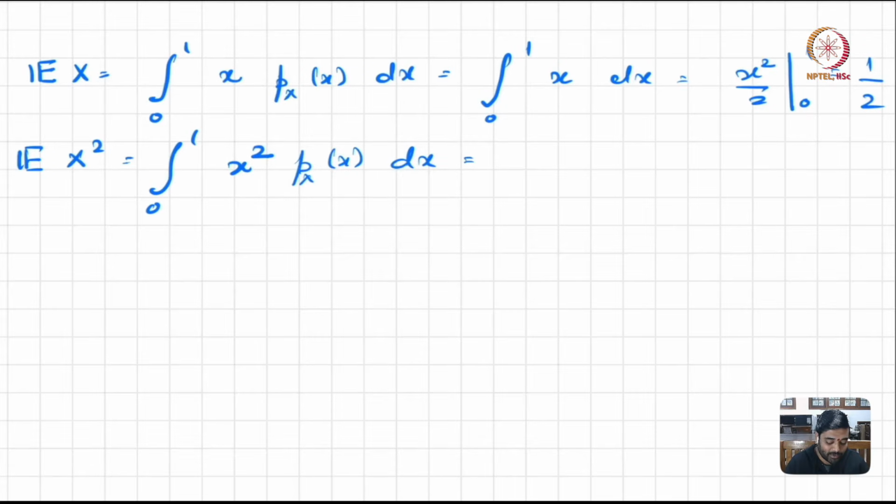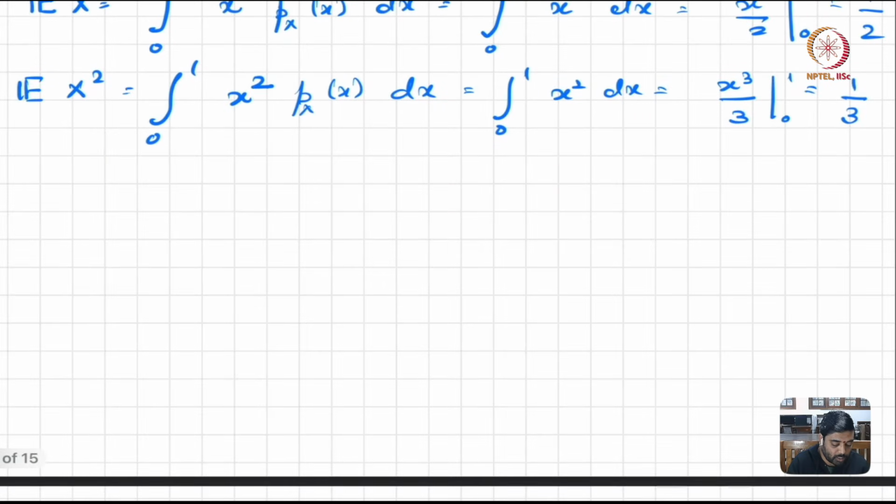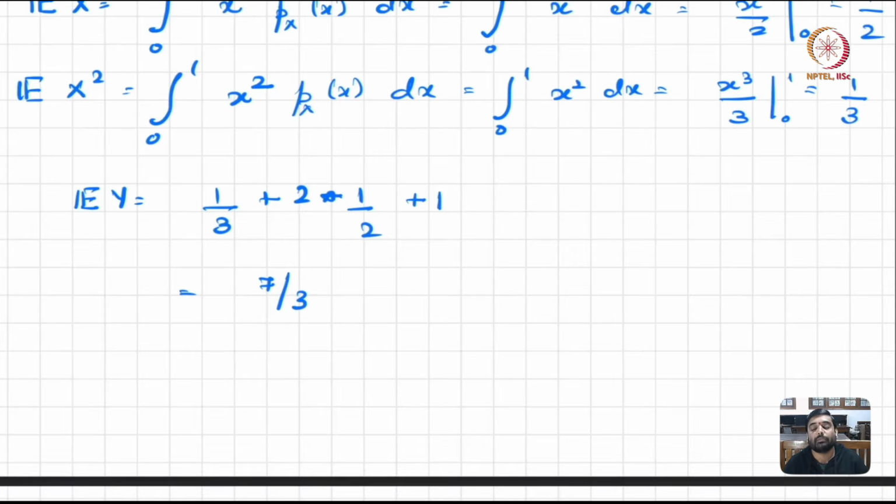It's interesting. Now this is the integral from 0 to 1 of x square dx, x cube by 3 evaluated from 0 to 1. This is 1 over 3. Now you have everything. Let's put them together. The expectation of y equals 1 over 3 plus 2 into half plus 1. This is 7 by 3.